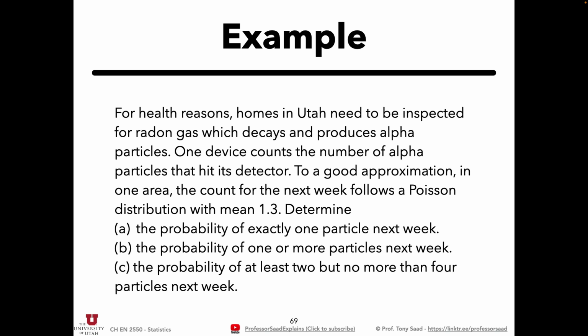Now, to a good approximation, the count for the next week follows a Poisson distribution with a mean of 1.3. So we know that our interval is 1 week, and lambda is 1.3 particles per week. Find the probability of exactly 1 particle next week, the probability of 1 or more particles next week, so x greater than or equal to 1, and the probability of at least 2 but no more than 4 particles next week. So covering the entire gamut of cumulative stuff.